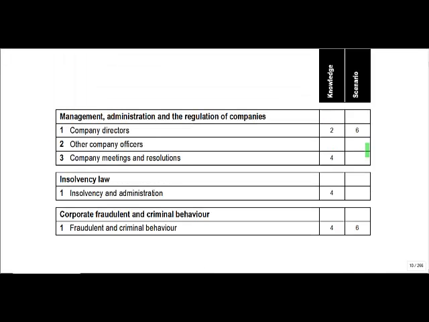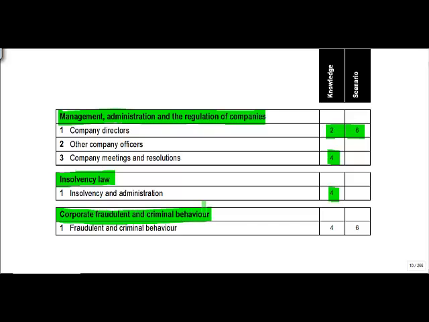Then we've got a couple of chapters on how to run a company. So we look at the role of the directors and the company secretary, and then we look at the meetings and resolutions that are used to manage the affairs of the company. Well, you can see there around about 10 to 12 marks. Then insolvency, we'd expect either a couple of 2 or 1 mark questions, or perhaps in some exams we might get a multiple test question for 6 marks for insolvency. And then finally, corporate, fraudulent and criminal behaviour, again, looks as though it's about 10% of the marks.